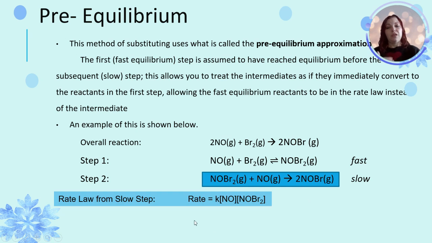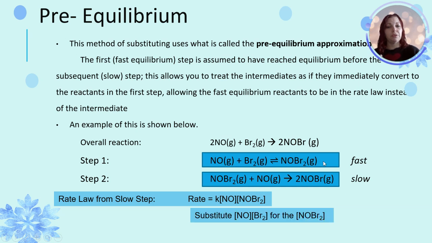The slow step is what we normally use to write the rate law. But if we did that, the rate law from that slow step would include an intermediate because it would have that NO there, and then it would have the NOBr2. And so ideally, we'd like to not have the intermediate as part of the rate law. But that's okay, because in this situation, we can use the fast equilibrium to substitute. So what you do is you substitute the reactants that are in fast equilibrium for that product, the NOBr2. You take the reactants, you substitute them in for the product.